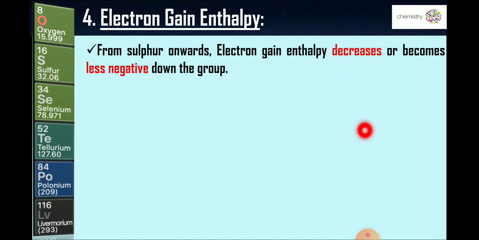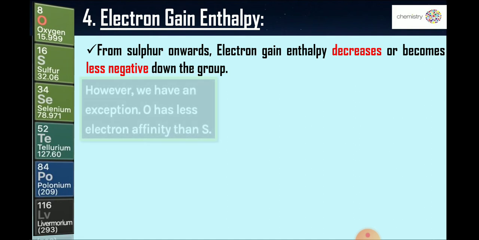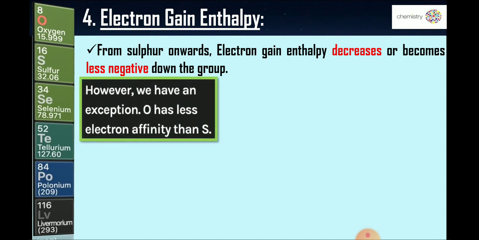But this concept holds good from sulfur onwards. Sulfur to selenium to tellurium to polonium: electron gain enthalpy decreases or becomes less negative. But from oxygen to sulfur, the picture is different here. However, we have an exceptional case. Oxygen has less electron affinity than sulfur.